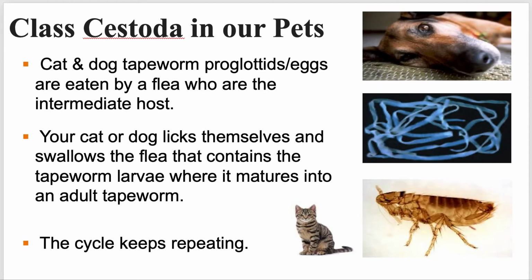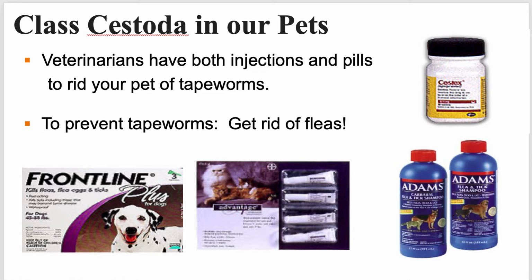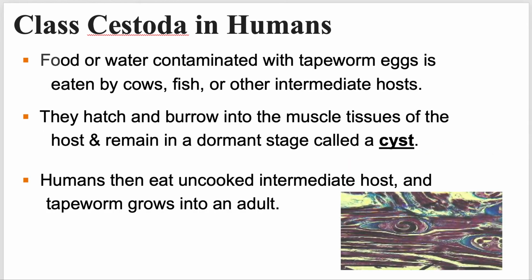Right? So the class Cestoda in our pets, cat and dog tapeworms, proglottids/eggs, are eaten by fleas, who are the intermediate host. Your cat or your dog will lick themselves and swallow the flea that contains the tapeworm larvae, where it matures into the adult tapeworm. And then the cycle will just keep repeating itself. So that's why it's important to protect your pets and prevent fleas to help also with tapeworms. Veterinarians have both injections and pills to rid your pet of tapeworms if they've got one. And you want to prevent tapeworms by getting rid of fleas and doing flea prevention for your animals, especially if they're outdoor animals where they're likely to get fleas.